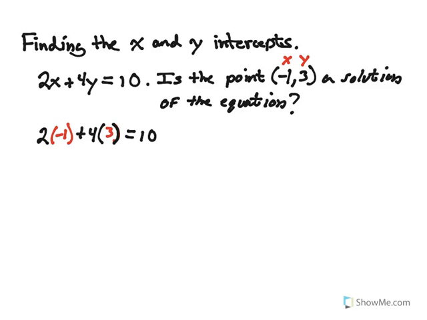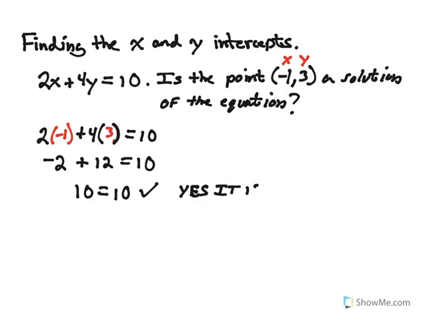So 2 times -1 is -2, and then 4 times 3 is 12. And then, of course, -2 plus 12. If you take the difference of 12 and 2, it's 10, and that checks. So yes, it is a solution. It's very easy. If it doesn't equal the number, then it's not a solution. Therefore that point is definitely on that line.